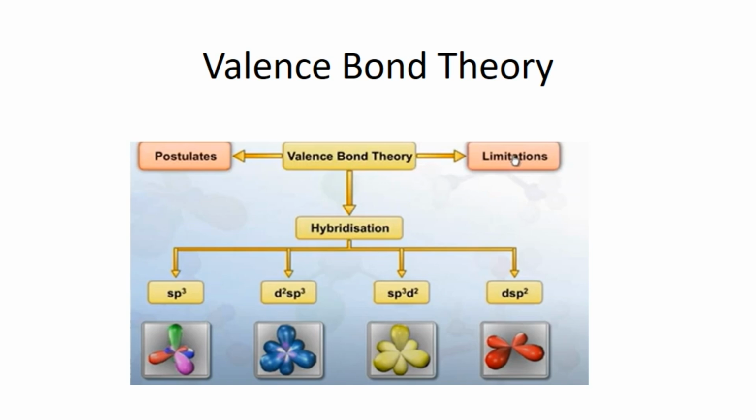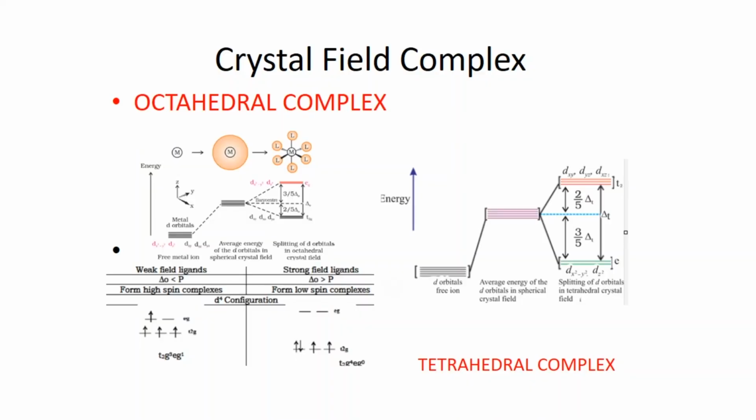If the coordination number is 6, the hybridization can be d2sp3 or sp3d2 and the shape will be octahedral. In crystal field theory, for an octahedral complex, the t2g set will have a lower energy compared to the eg set because the ligands are approaching through the axis. For a tetrahedral complex, the eg set will be at a lower energy level compared to t2g.